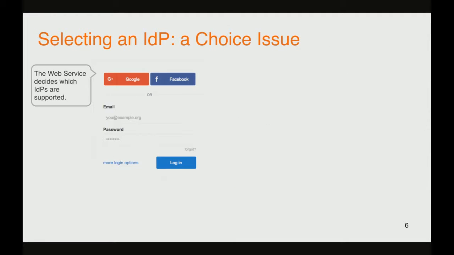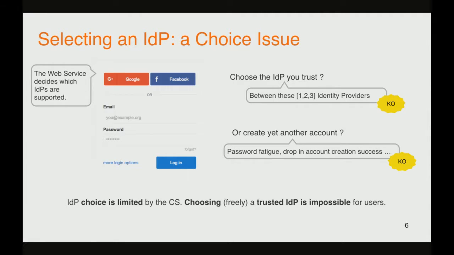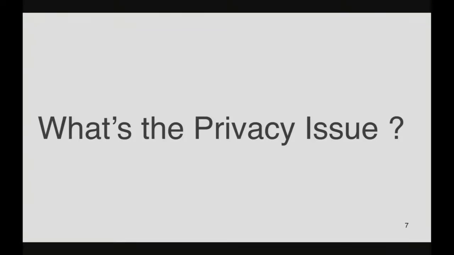But on the web, selecting an IDP is a choice issue. The web service, the website that implement social login option, implements really a few of them, often one or two, maybe three. And so the users are faced with a dilemma: either choose an IDP that they may trust, but between a really restricted number of choices, or create yet another account with the issue we know, such as password fatigue or drop in security. So choosing a trusted IDP is impossible.